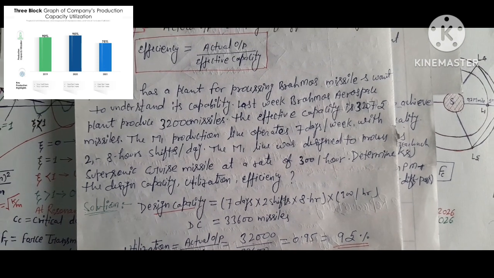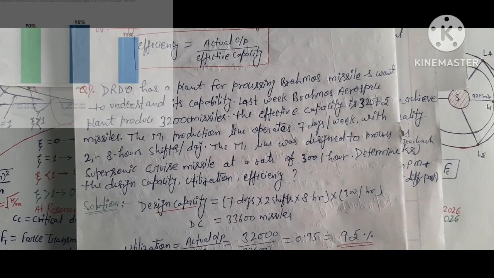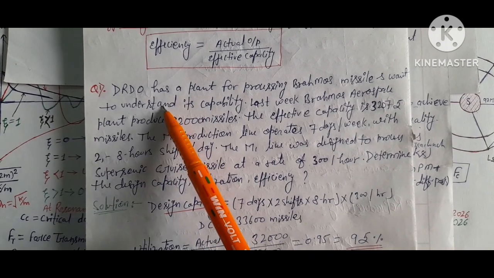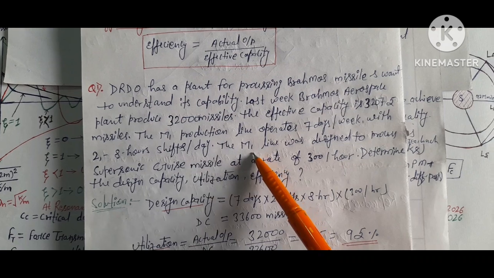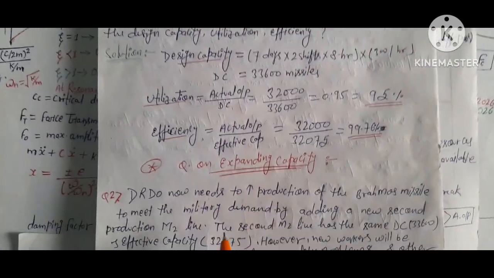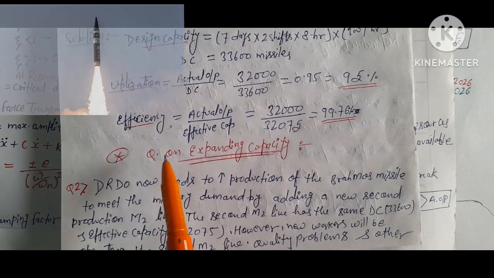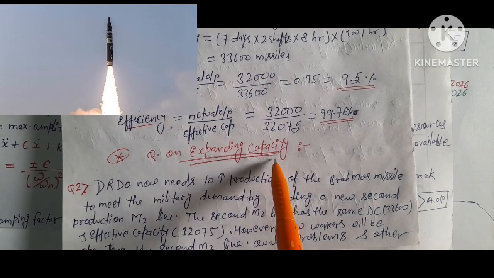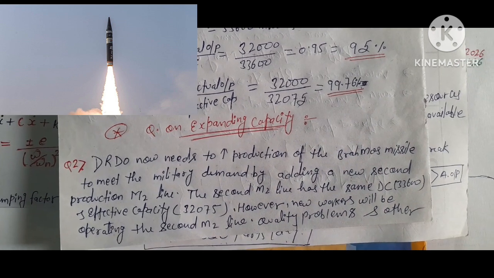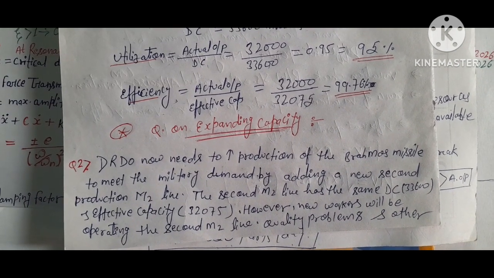Now our military demands more BrahMos cruise missiles to defend our country. So DRDO has also implemented M2 lines more. So this second question is based on expanding capacity. So what is the numerical on this expanding capacity? You see here, that is the second question.